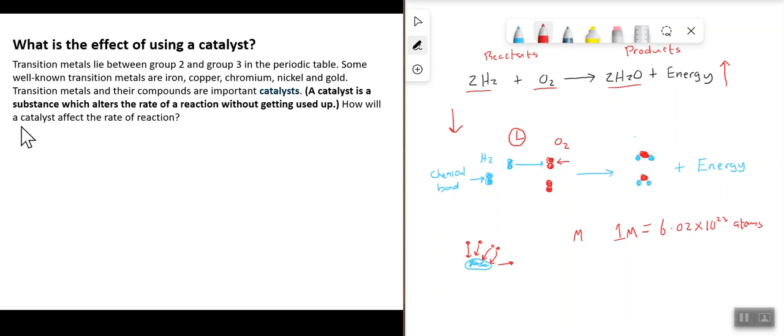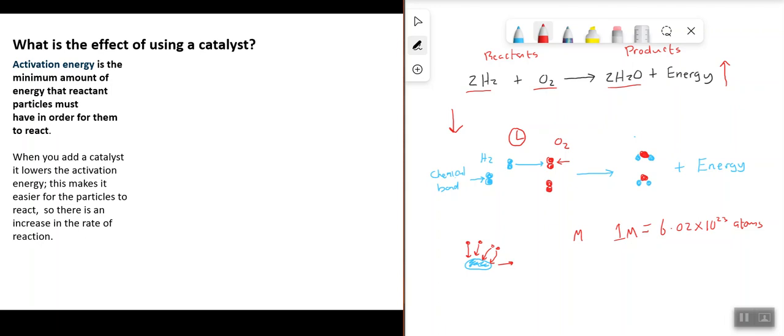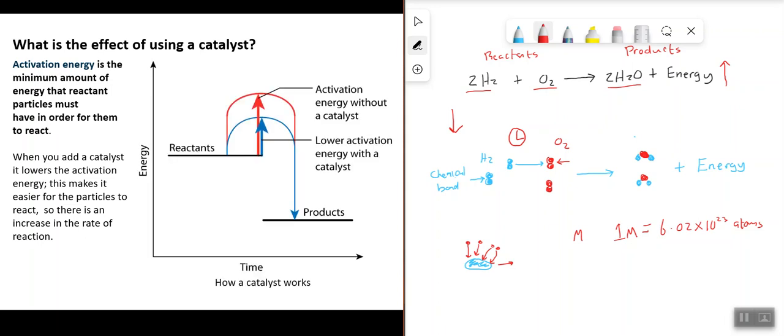And how will a catalyst affect the rate of reaction? We have this thing called the activation energy, which is the minimum amount of energy that a reactant particle must have in order for them to react. So when you add a catalyst, it lowers the activation energy, and this makes it easier for the particles to react. So there is an increase in the rate of the reaction.